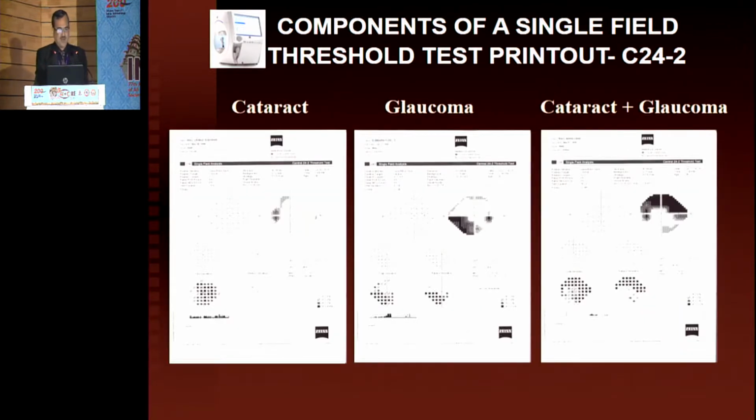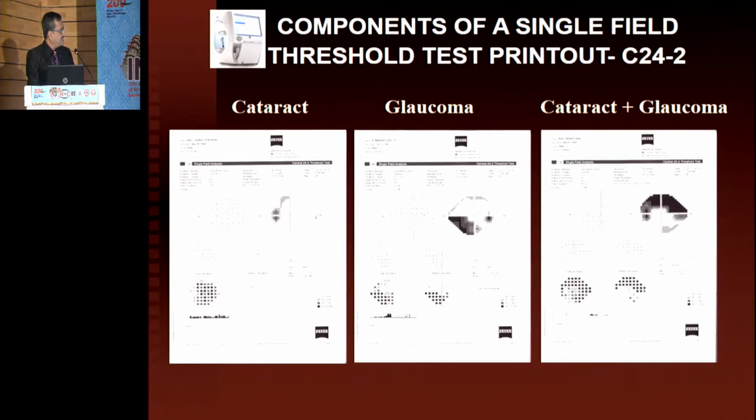So if you see these 3 fields here, if the Greytone chart shows diffuse suppression as corroborated in total deviation with all points being normal in pattern deviation, that means there is no focal defect, everything is diffuse, and that is most likely to be a cataract. Now, if you see this inferior arcuate defect, as corroborated in total deviation with significant persistence in the same way, it is probably a case of glaucoma.